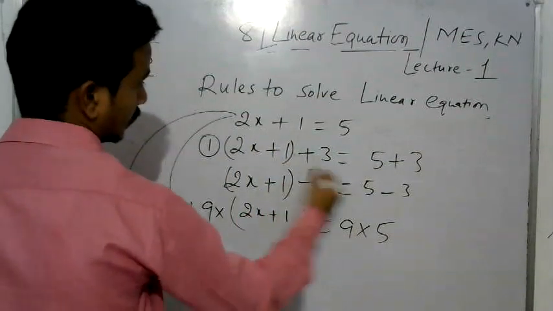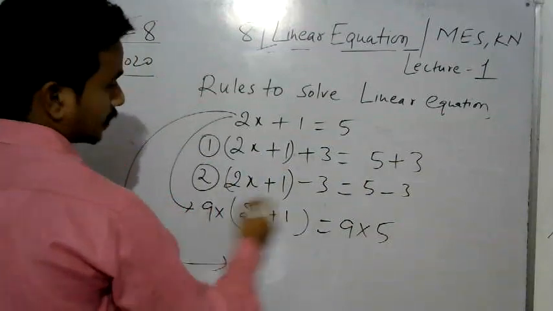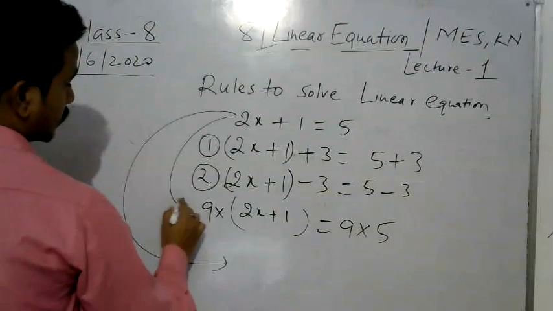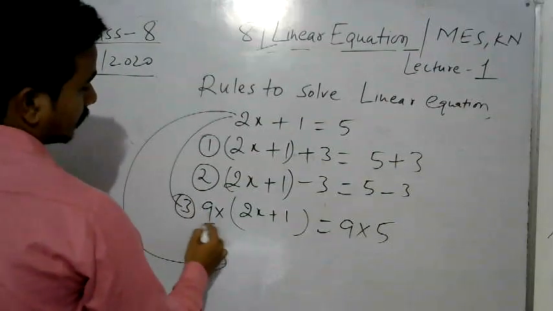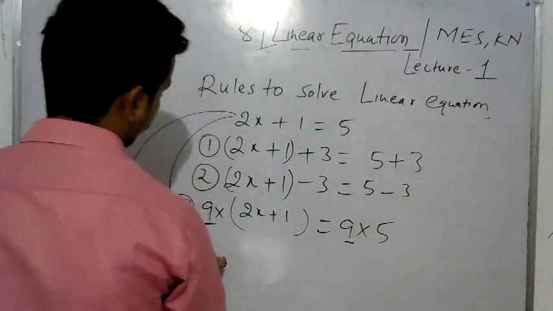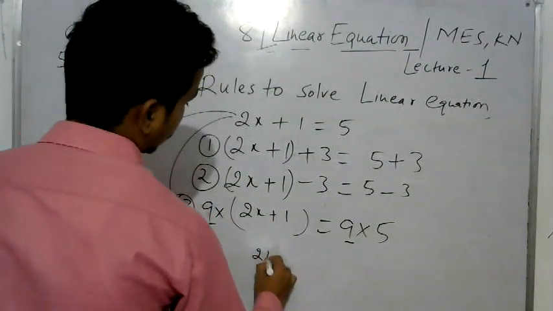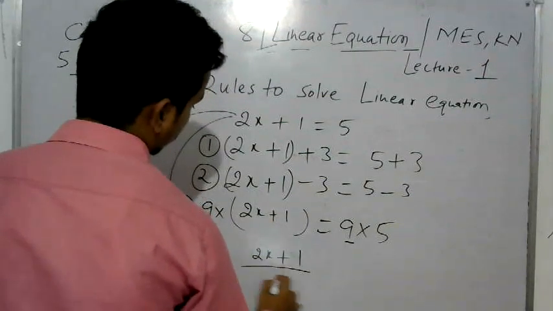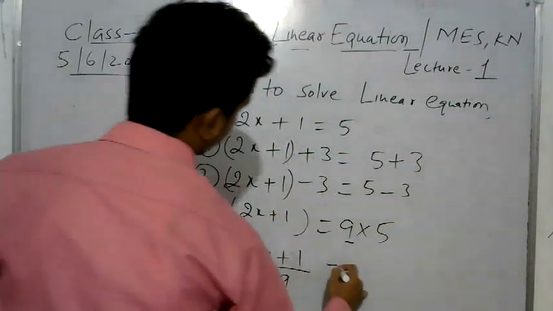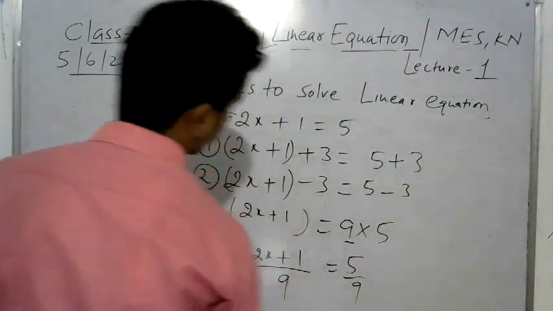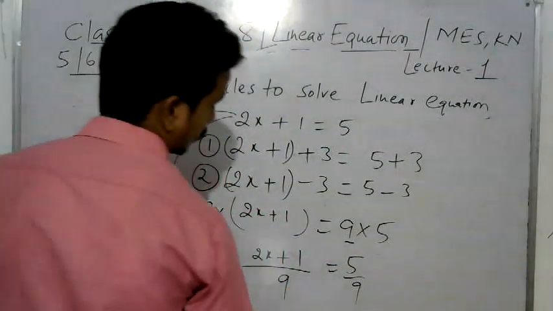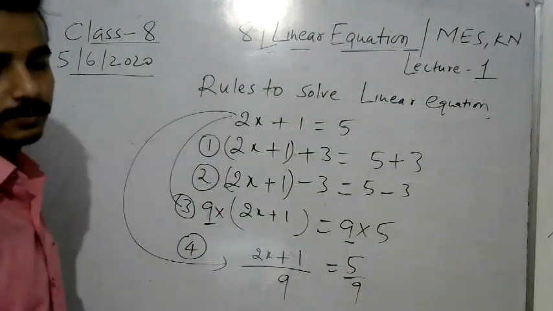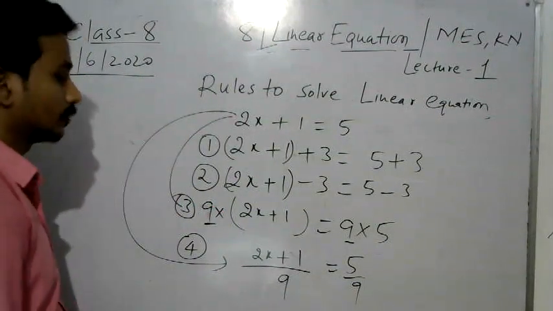You can add 3 on both sides. This is the first rule. The second rule is you can subtract any number on both sides. The third rule is you can multiply with any number on both sides. And the fourth rule is you can divide. 2x plus 1 divided by 9 equals 5 divided by 9. You can divide with any number on both sides. This is allowed in a linear equation. Okay, so these are the 4 rules.